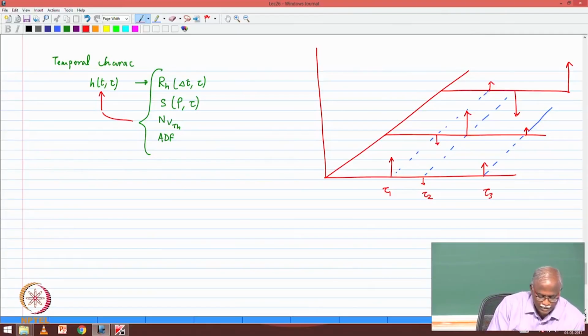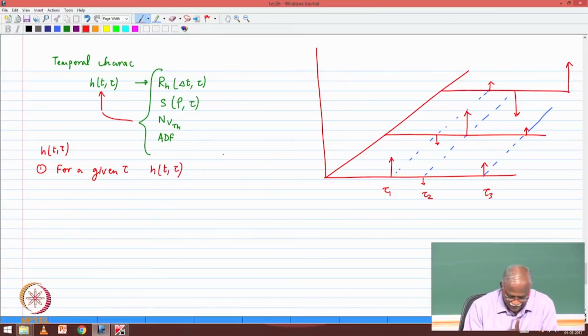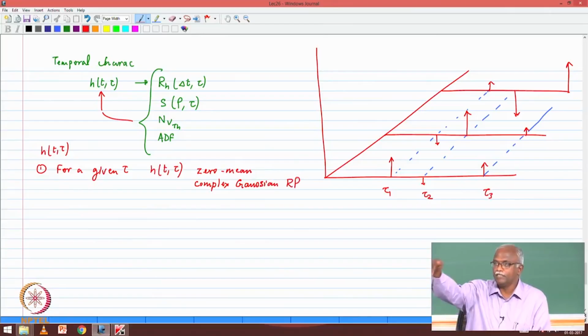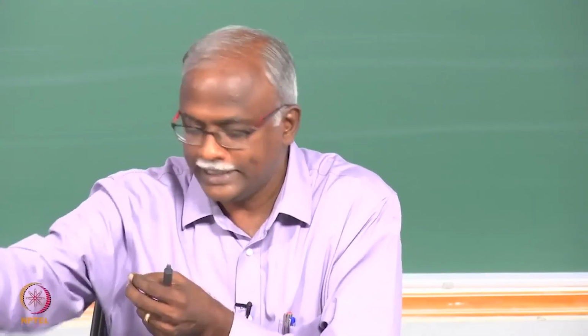So here is our understanding of this picture. First, I have h of t comma tau. For a given tau, that means I am only looking along the time dimension. For a given tau, h of t comma tau is a zero mean complex Gaussian random process, because it has some variation along the time dimension. It's a random process, we don't have control over it, but basically it changes as a function of time.